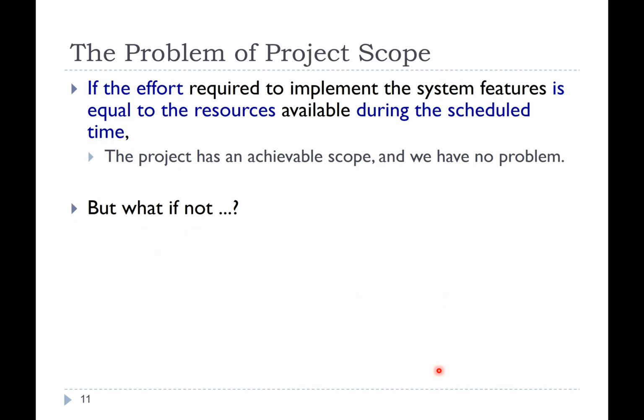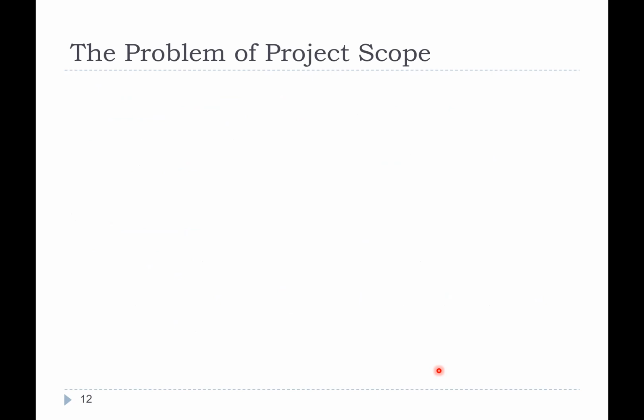All right. If the effort required to implement the system is equal to the resources available during the scheduled time, great. Okay. But what if it's not? And usually it is not. When we're having that dinner, and we start to get excited about the things that our software is going to do, we tend to go overboard. Customers tend to go overboard. It's just a wish list. There's nothing preventing the customer from dreaming. And even we can get carried away with them as well, saying, yes, we can get the project to do this, we can get the project to do that.